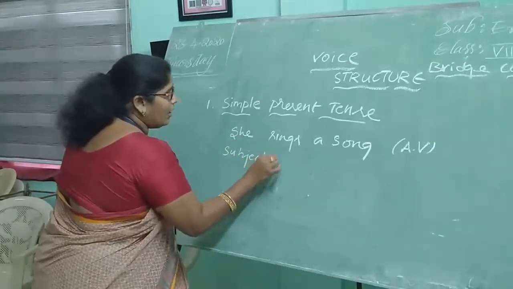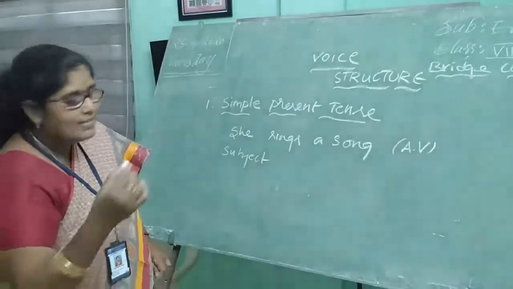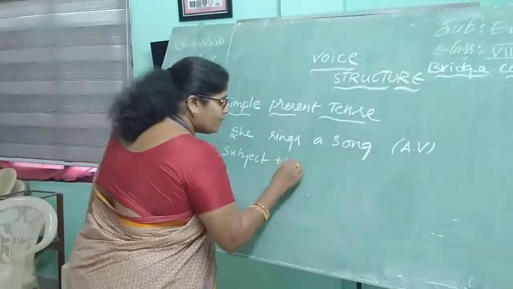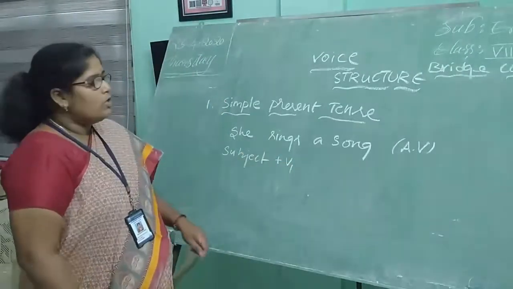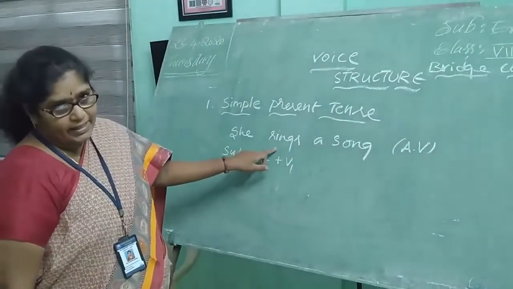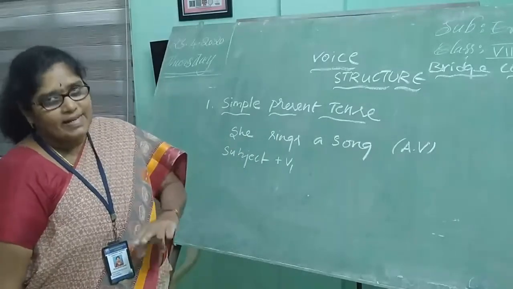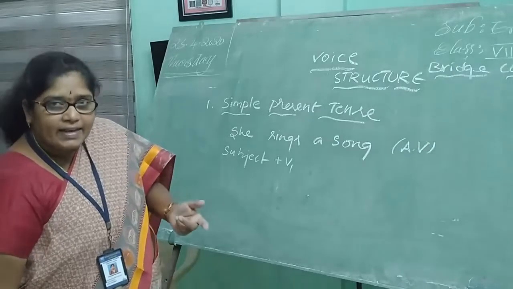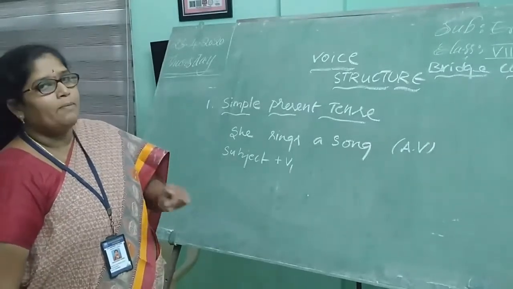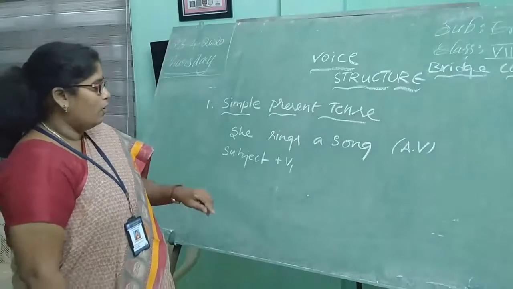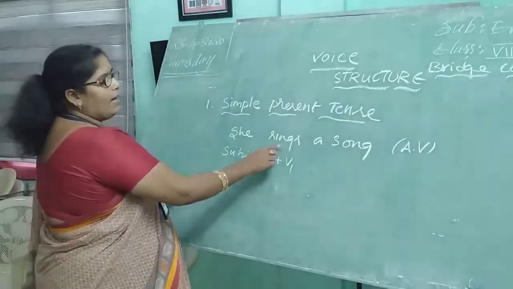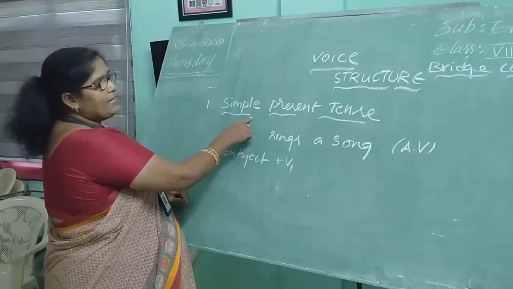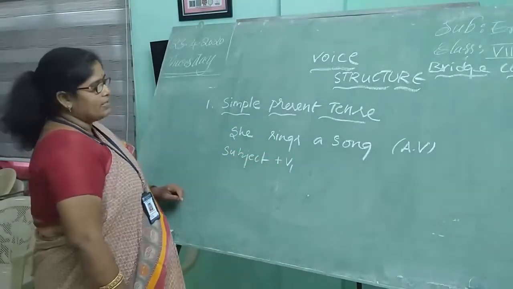So the structure of simple present tense is subject plus V1 plus. Here the verb is V1, children. So the verb conjugation of sing is sing, sang, sung. Sing is present tense, sang is past tense, and sung is past participle, children, but it is not the future tense, children. Okay, got it, children? So here, as the verb is sing, it is in V1. That means the sentence is in simple present tense, children.